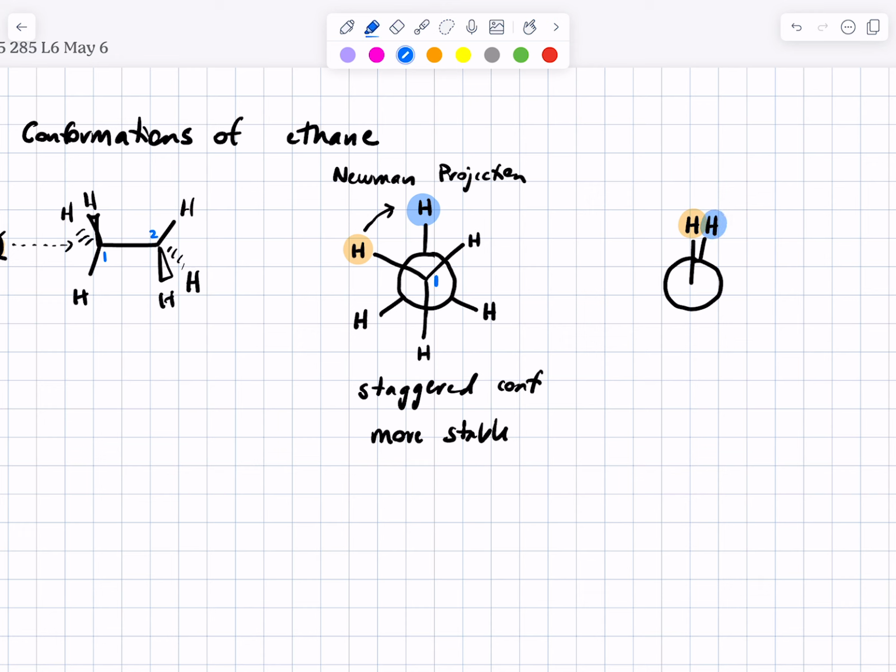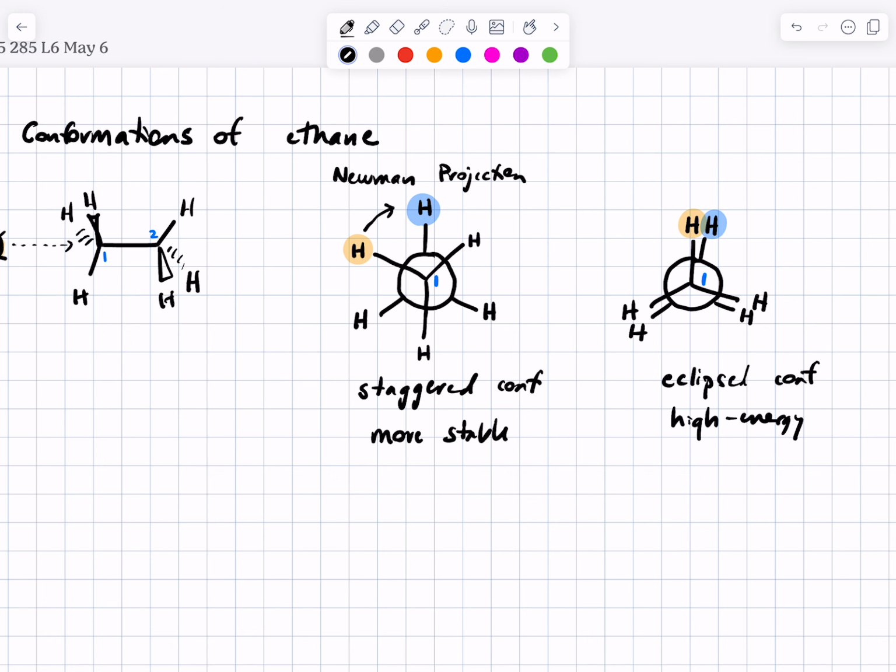Of course, if I drew it perfectly, you wouldn't be able to see any of the things in the back because they'd be totally covered by the things in the front. As it is, to make it possible to draw, we offset things a little bit. But this is an example of an eclipsed conformation. And this is high energy.